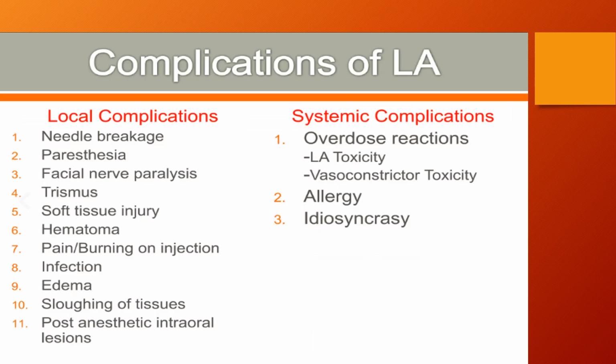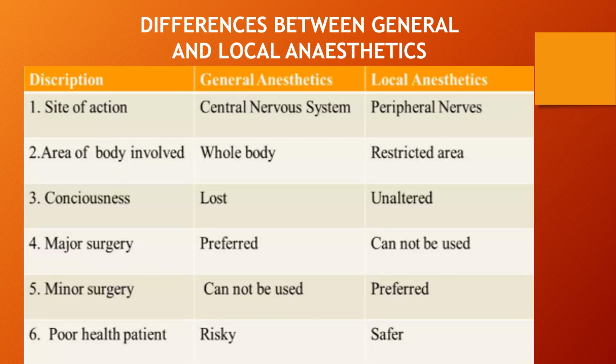And these are the complications of local anesthetics. Complications are divided into local complications and systemic complications. Local complications may be needle breakage, trismus, facial nerve paralysis, edema, sloughing of tissues, and pain or burning on injection. And systemic complications may be overdose reactions due to local anesthetic toxicity, vasoconstrictor toxicity, and allergy.